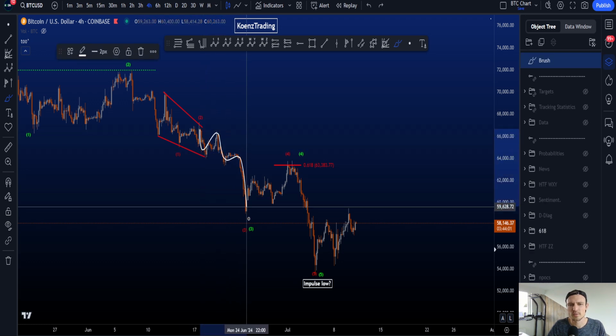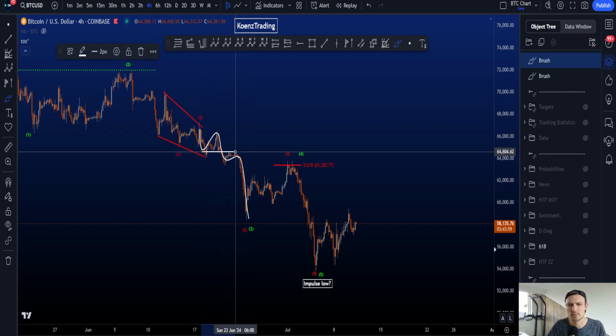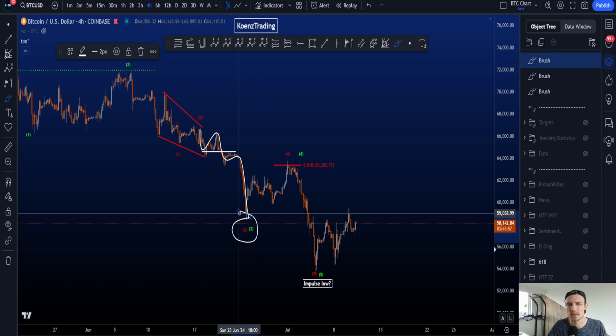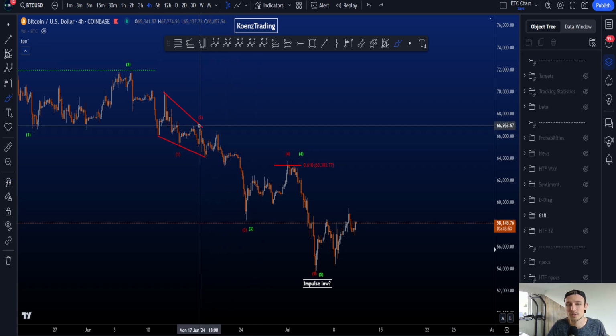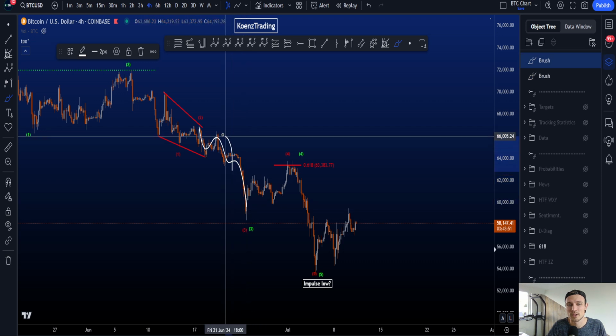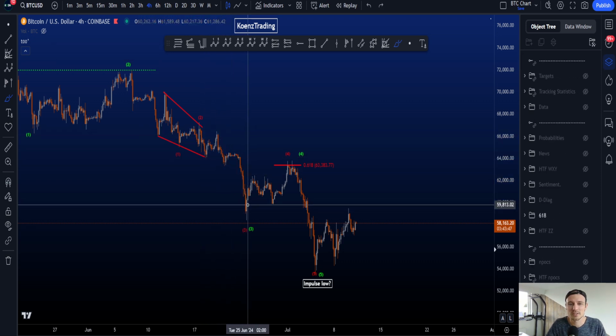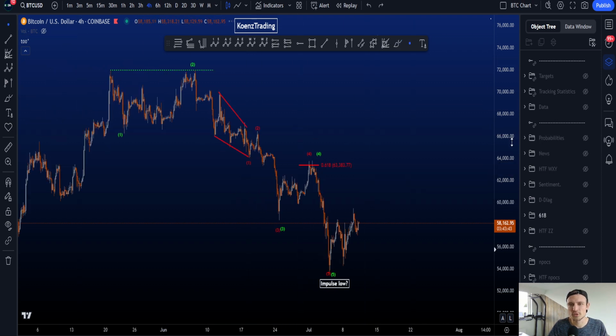1, 2, 3, 4, 5. Well, we can't have overlap between wave 1 and 4 inside a wave 3. And besides, also here, your wave 3 is still shorter. 1, 2, 3, 4, 5. Your wave 3 is the shortest wave between 1, 3, and 5, which is still not allowed, right? So the red count is not really a great option.